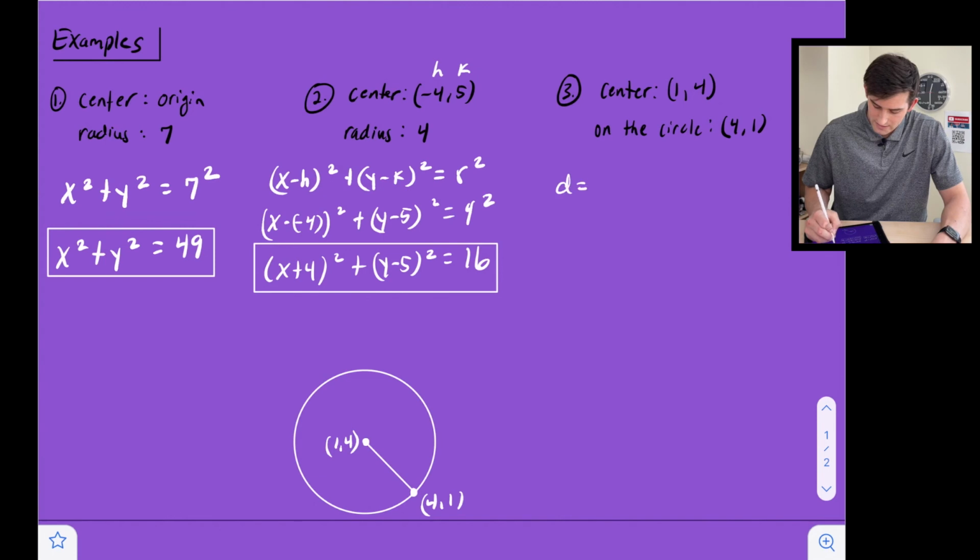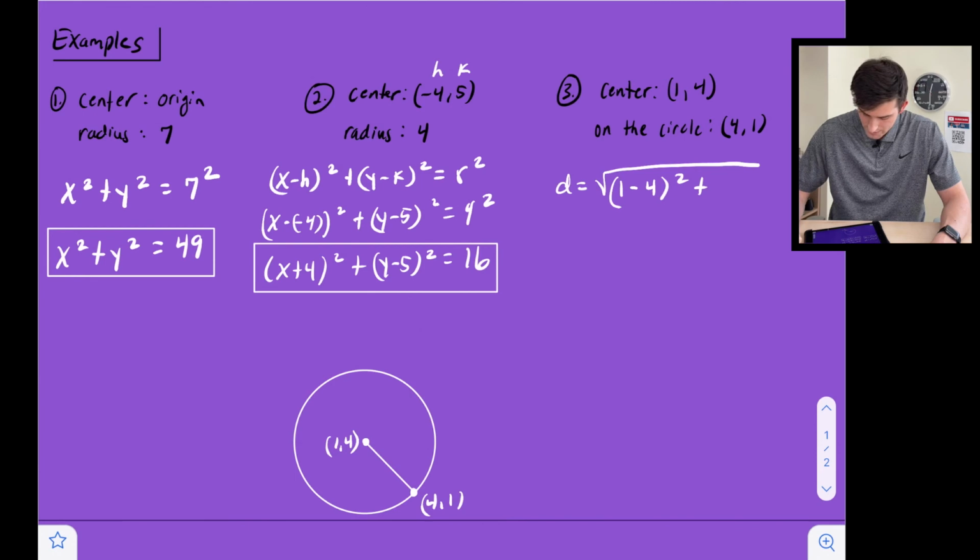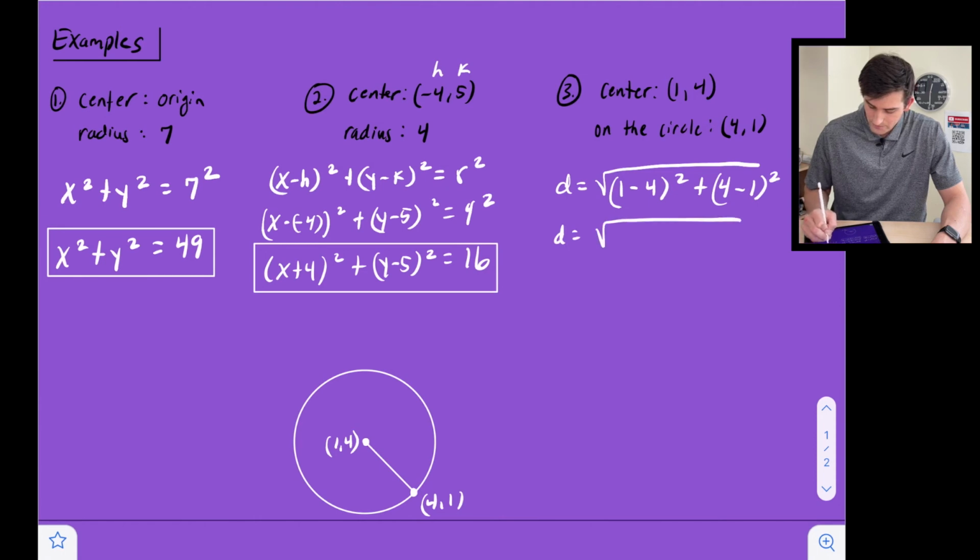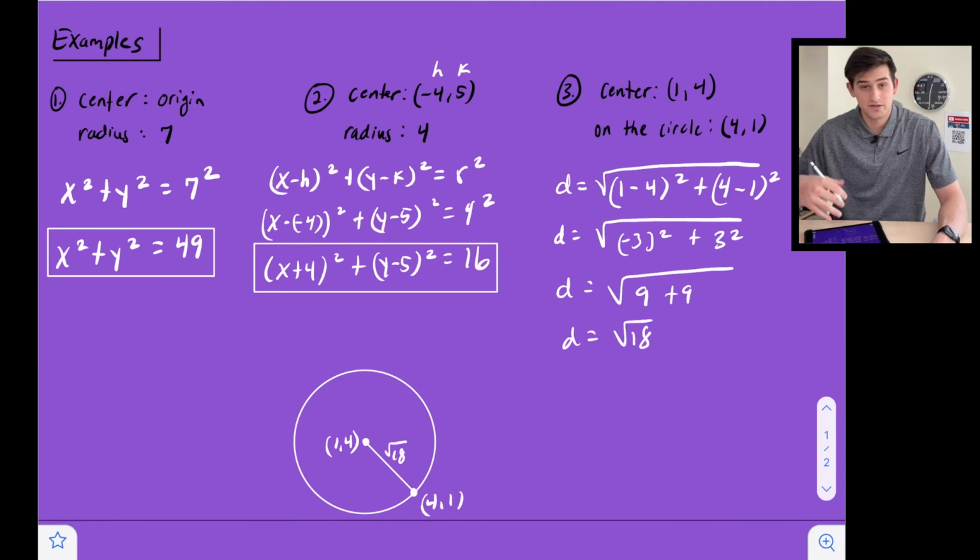We can say distance is equal to, and we're going to subtract our x values. I'm going to do the center x value minus the point on the circle x value, so 1 minus 4 quantity squared, plus the y coordinate of my center minus the y coordinate of the point on the circle. When we simplify this, we get negative 3 squared plus 3 squared. Negative 3 squared would be 9, 3 squared is 9. So our distance is equal to the square root of 18. Okay, now that is also our radius.